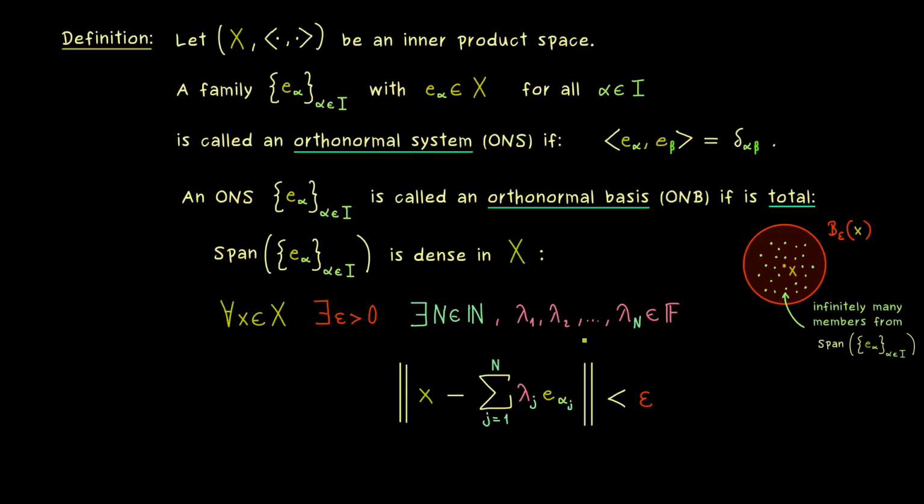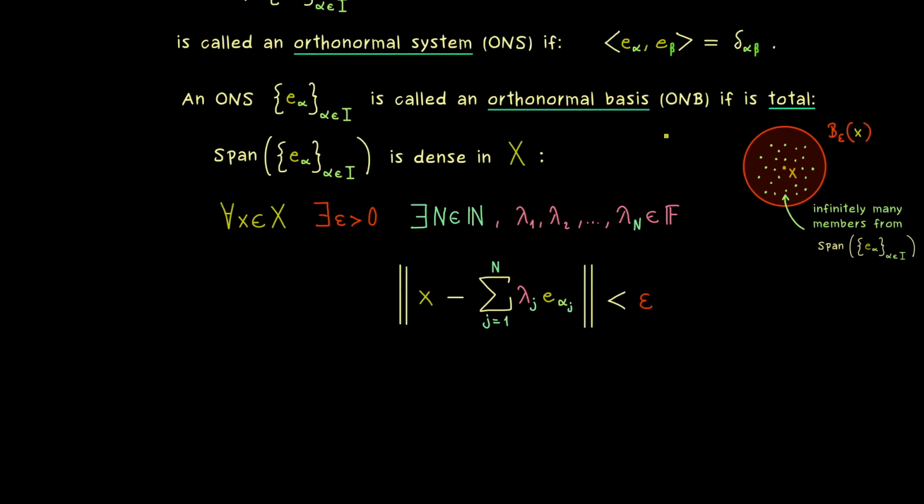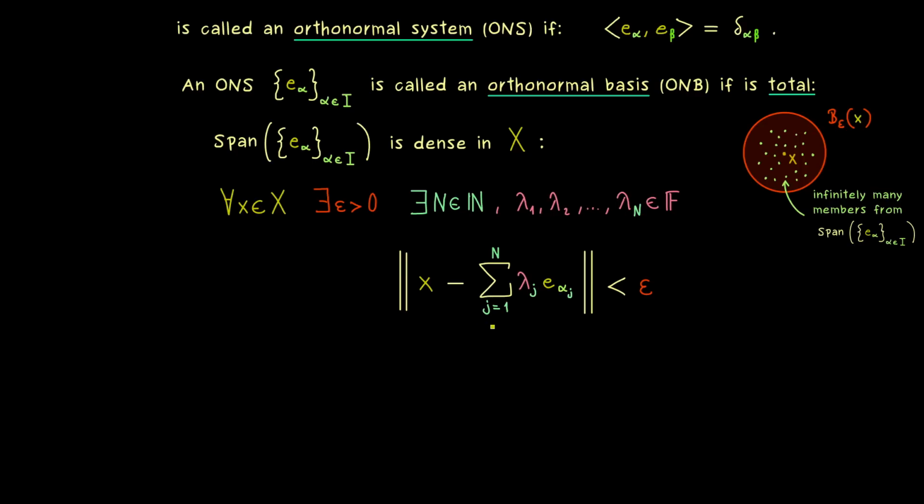And there we have it. This is the property for the span, which we call total. So you should remember this definition. A total ONS is an ONB, which means that the linear combinations can be chosen as close as we want to any point in the vector space.